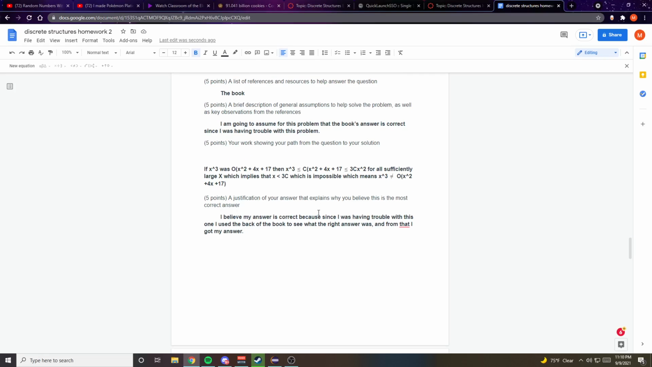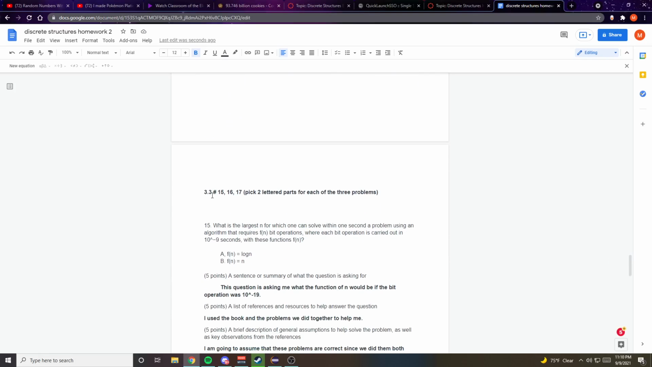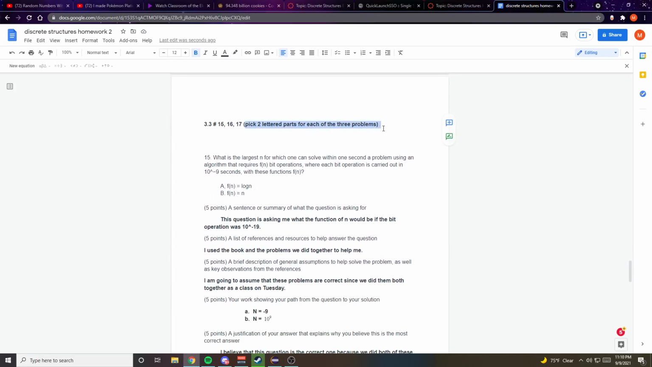I believe this is correct. I mean, I used the back of the book to help me. Oh, I needed a comma there, it seems. But yeah, I was having trouble, so I used the back of the book to help me with this one, and it helped me out a lot, and it saved me a lot of time, which was nice. Now we're on 3.3, so we got to pick only 2 of these parts.